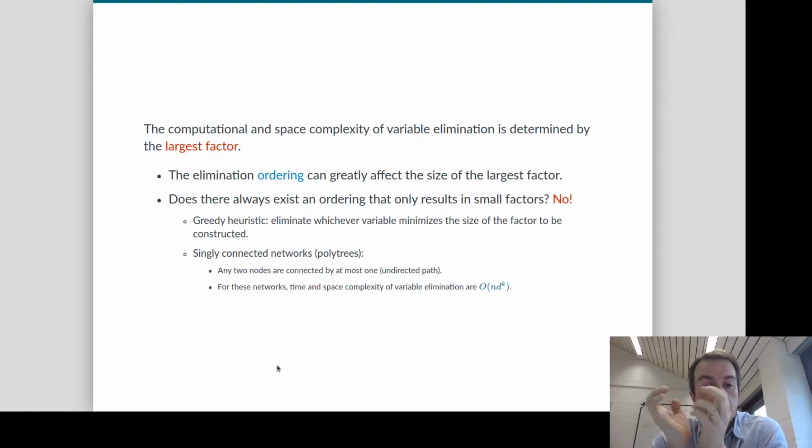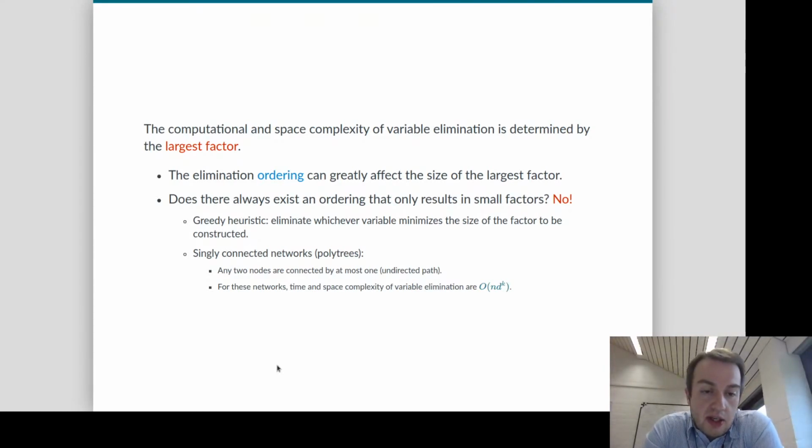There is no single algorithm that will guarantee you that for any Bayesian network that you provide to the algorithm. So you can try to do your best and, let's say, have some greedy heuristic instead, which would be to eliminate whichever variable will minimize the size of the resulting factor. And in this way you would hope that you would always maintain a small size of factors.